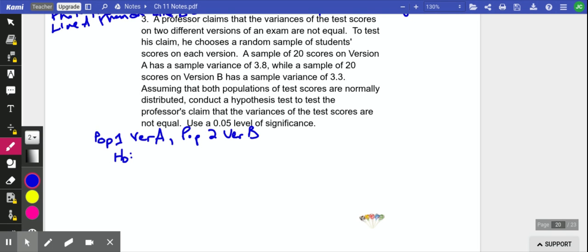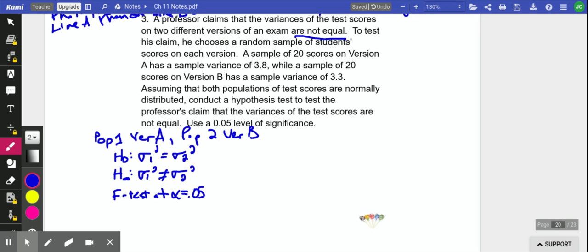And we're going to write our null and alternative hypothesis. Let's see. He is claiming that they are not equal. He's not saying which one's bigger, so we are going to say that these two variances are not equal. So our null hypothesis is that they are equal. So this is a two-tailed test. So this is going to be an F test or an F distribution at 0.05. And then you're going to go to your calculator. You're going to go to stat, test, two sample F test.